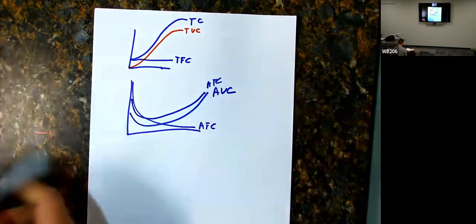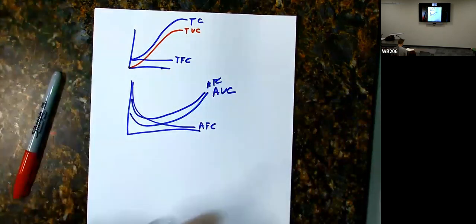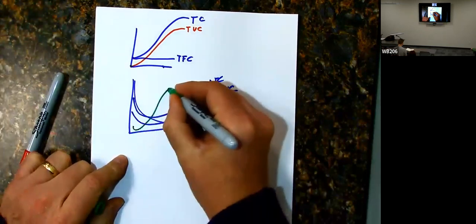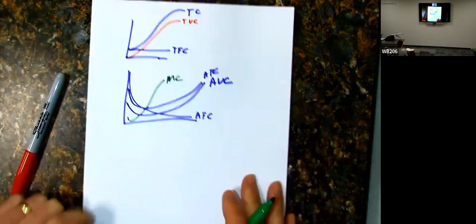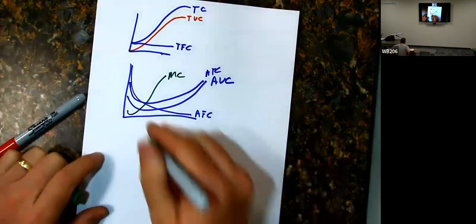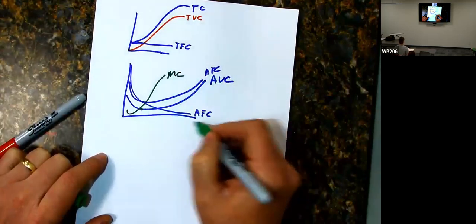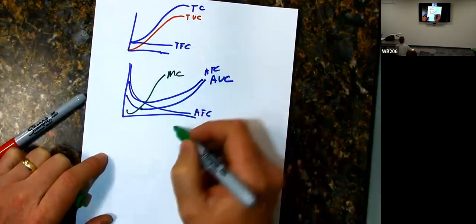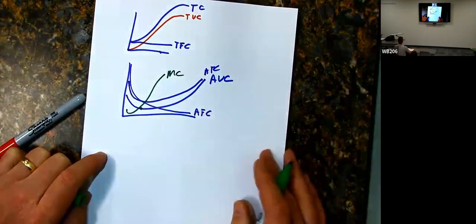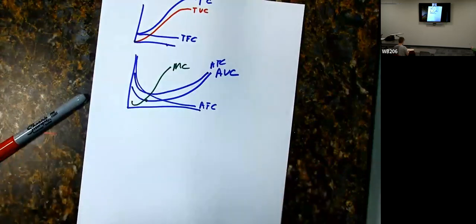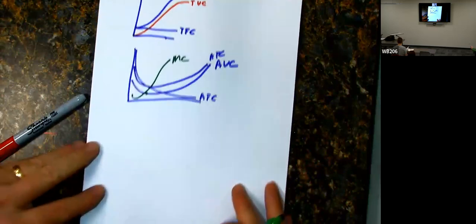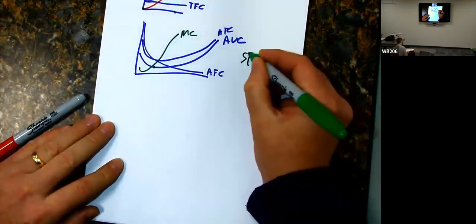And then on top of this, we find really a marginal cost curve. Among other qualities, we recognize that the marginal cost curve cuts through each of these two average cost curves at its bottom. Now this is all short run stuff.